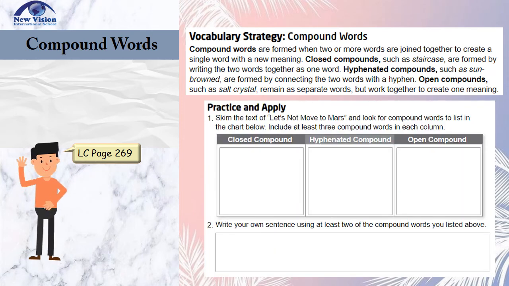Let us practice and apply. Number 1: skim the text "Let's Not Move to Mars" and look for compound words to list in the chart below. Include at least 3 compound words in each column. And number 2: write your own sentence using at least 2 of the compound words you've listed above. Please take time to answer this section. Here are some possible answers.